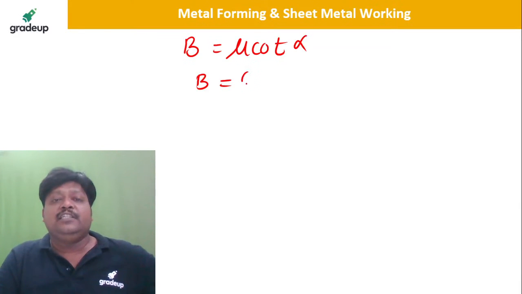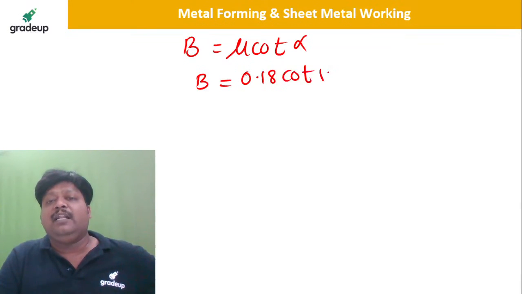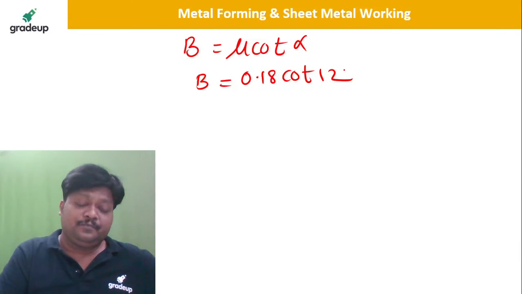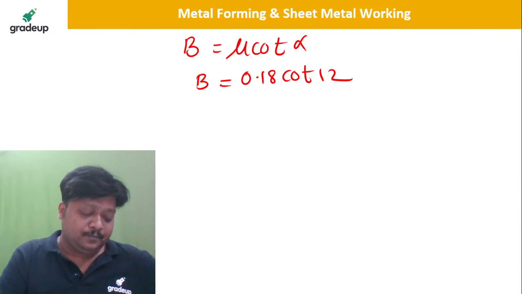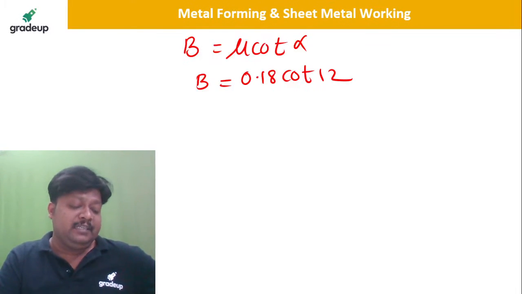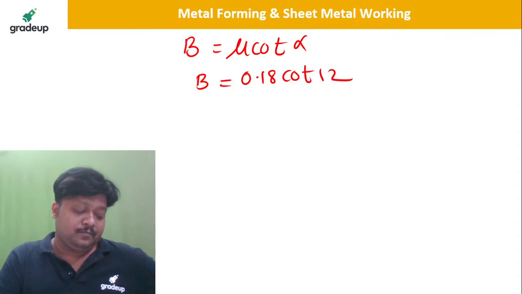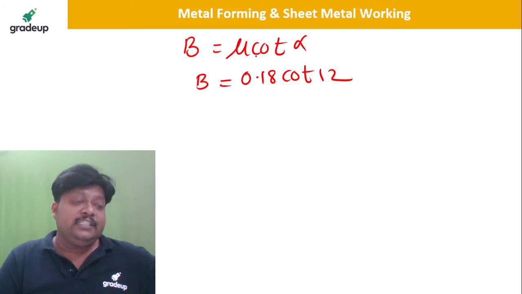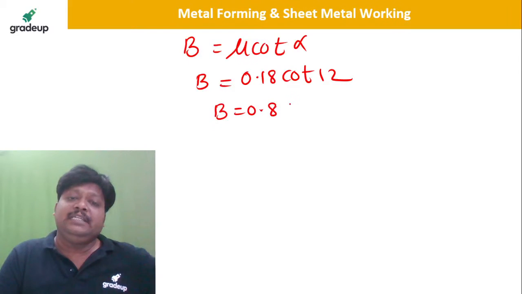B is how much? 0.18 cot of 12, that is 0.18 divided by tan of 10. That will be 1.02. Please tell me. Is it 0.84? B is equal to 0.84, please.